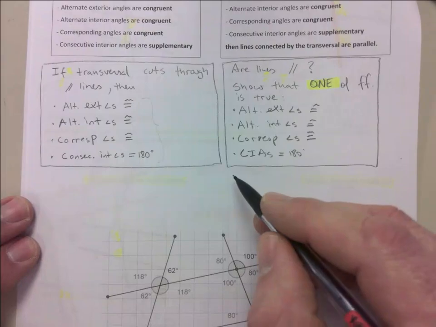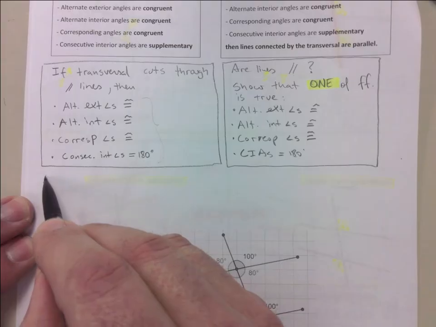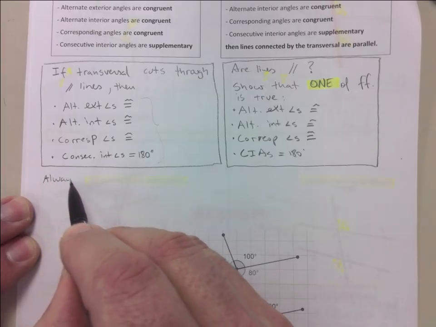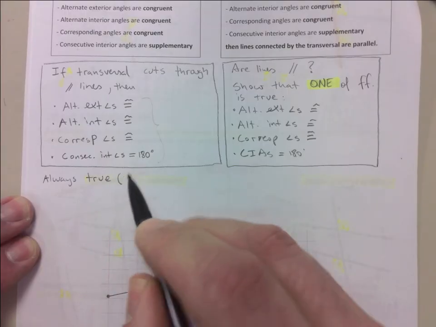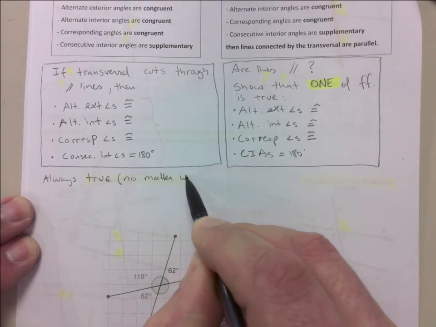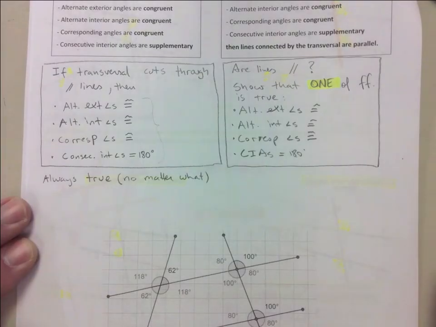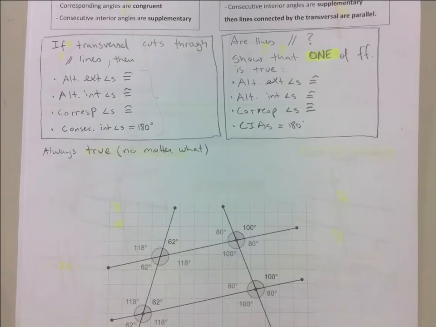I'll tell you that you can use, okay, these are always true. These properties are always true, no matter what. Okay, it doesn't matter if lines are parallel or not.